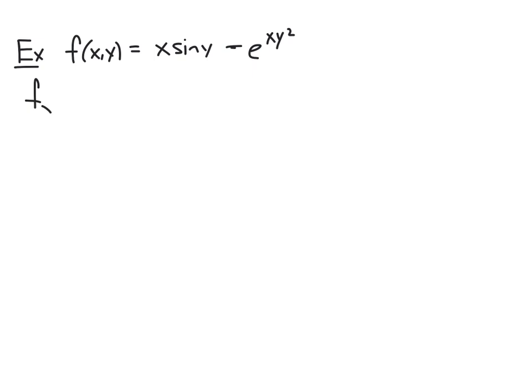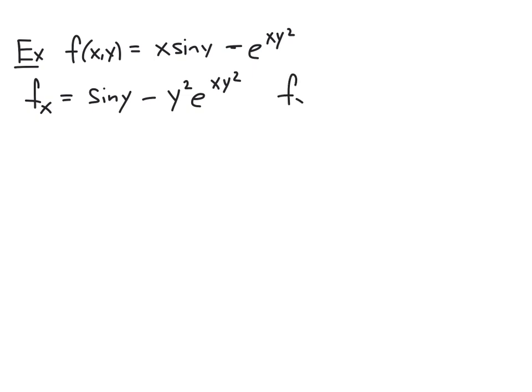So f sub x, I'll leave out the xy notation. We know we have functions here. If I differentiate with respect to x, I'm going to get 1 times sine y minus the derivative of the exponential function. We always have the function itself multiplied by the derivative of the exponent. The derivative of xy squared is going to be y squared. So this is just going to be negative y squared e to the xy squared.